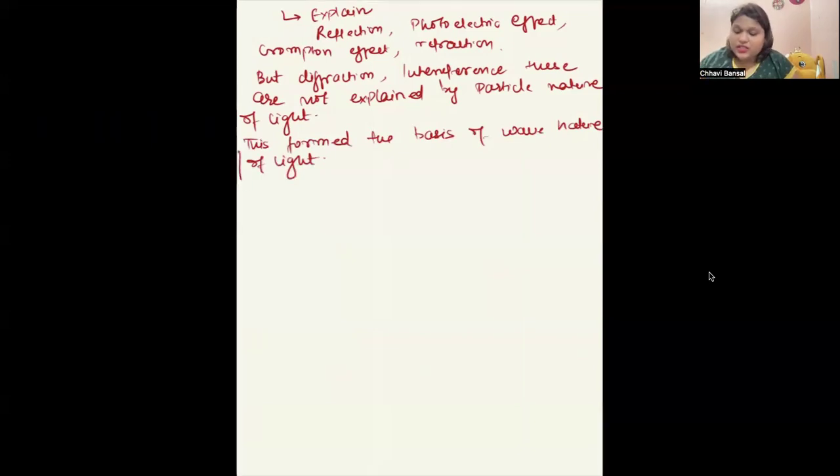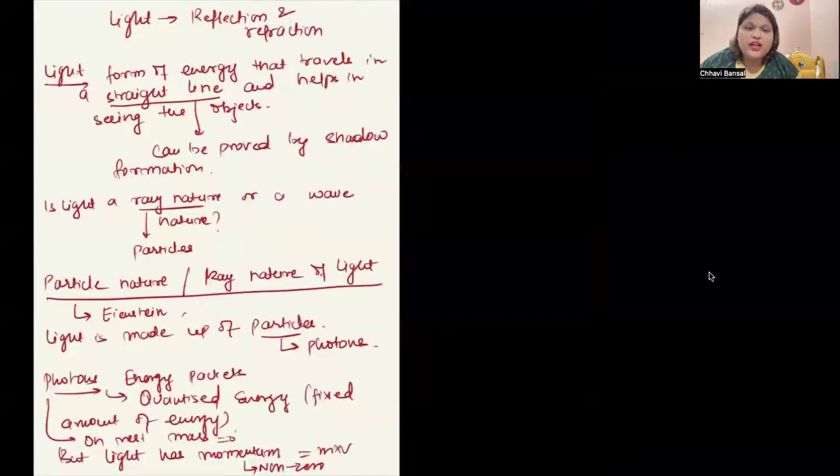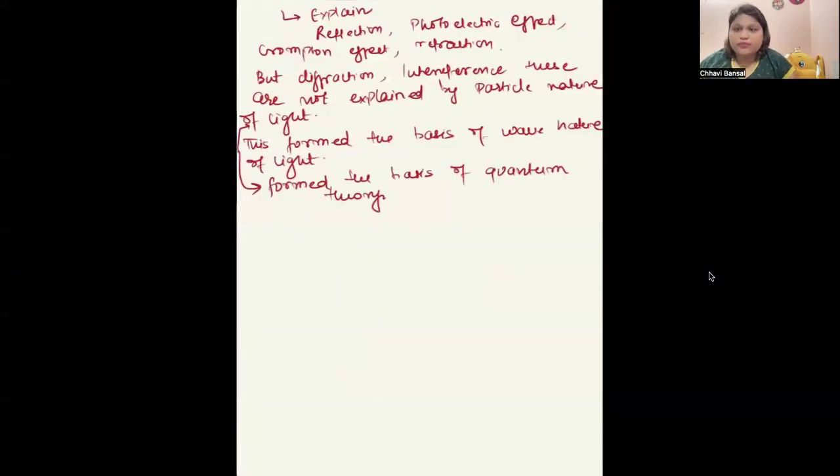But this particle nature theory also formed the basis of quantum theory. What is quantum theory? Quantum theory is where light is considered as a particle and the particles are called photons. Whatever we discussed about the particle nature of light, everything comes under quantum theory. Okay. Now let's see what the wave nature of light is.